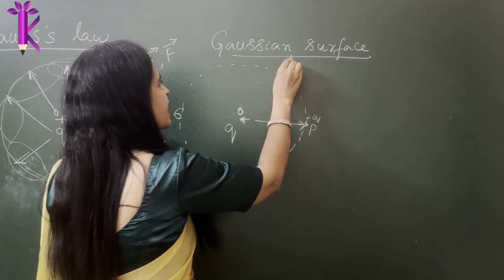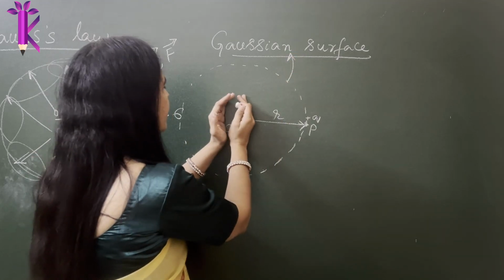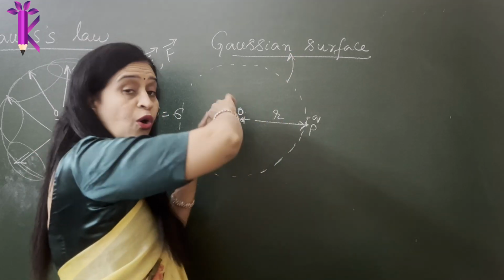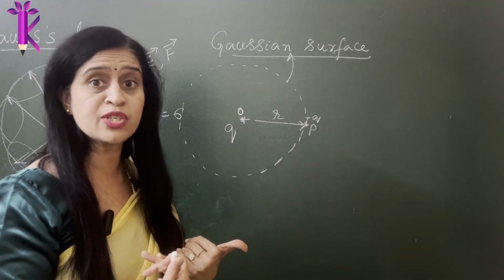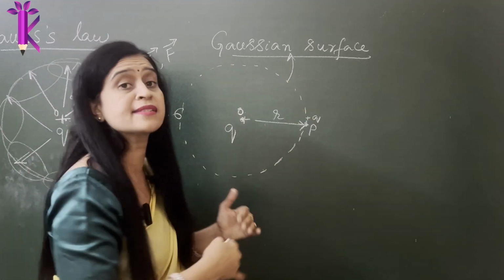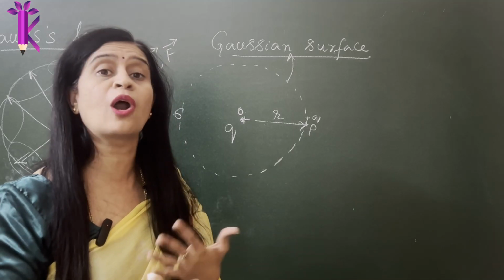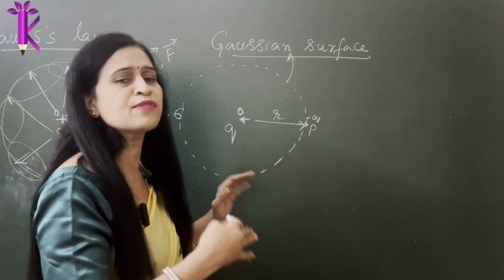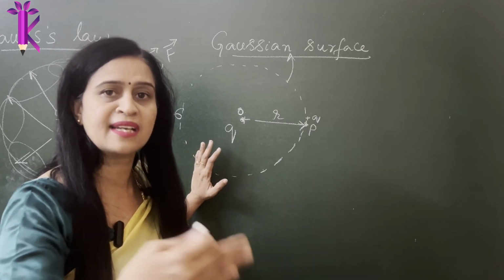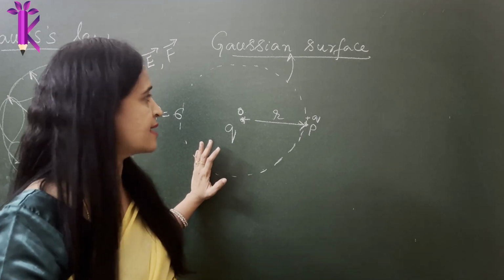This surface, which we imagine, encloses the charge Q. It's an assumption that we are making; this surface does not actually exist. Why are we making this assumption? In order to make our mathematical calculations easy. Physics is all about making assumptions and arriving at the right answer. That is how it is done.